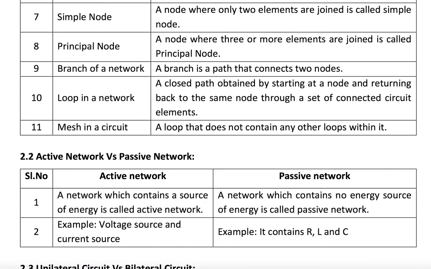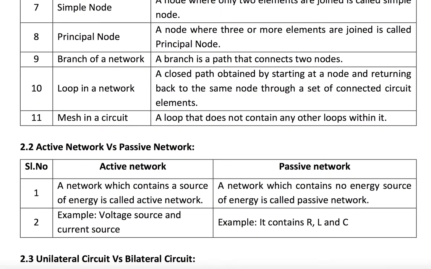Loop in a network: a closed path obtained by starting at a node and returning back to the same node through a set of connected circuit elements. Wherever you started, if you end there only, then it becomes a loop.